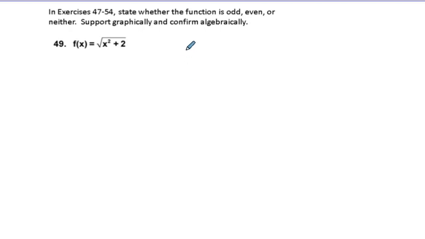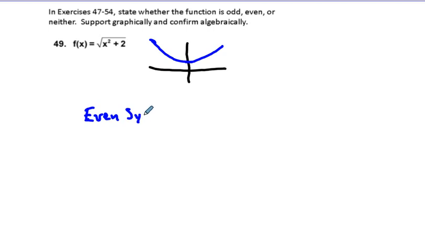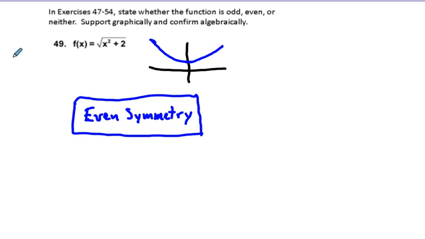So that would be an algebraic confirmation. Right here, if you plug in 0, you get the square root of 2. So it's going to come like this and be kind of a flat curve. So we say even symmetry for this one. So we found it graphically and we confirmed it algebraically through the table.